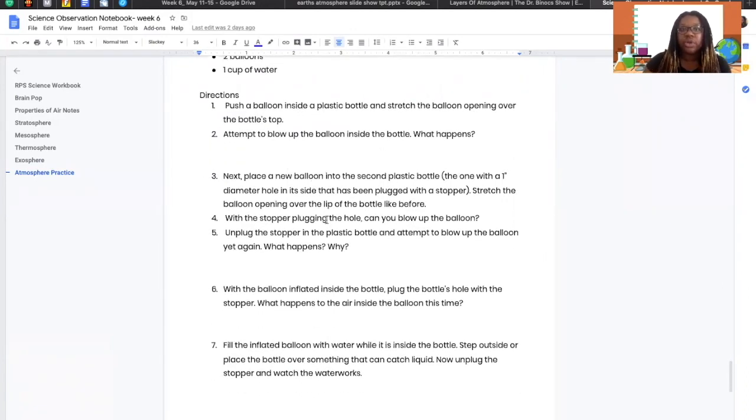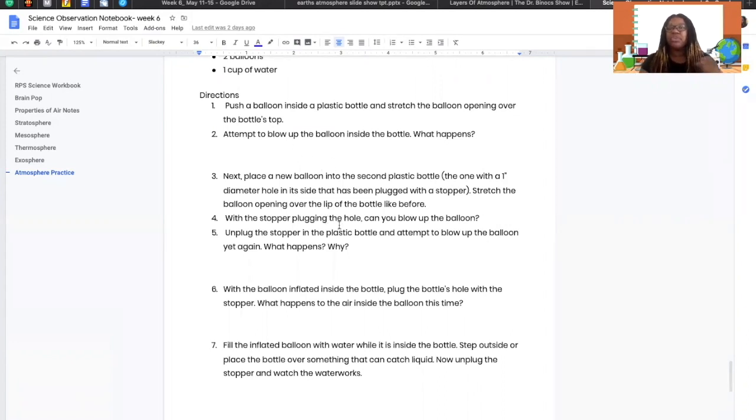So what you're going to do is push the balloon down inside the plastic bottle and stretch the opening over the bottle's top, just like we did on day one, and attempt to blow up the balloon inside the bottle. And then tell what happens. There's a space for you to do that.